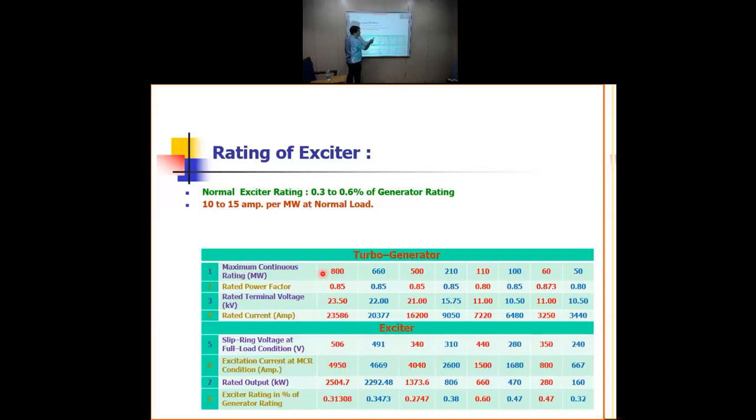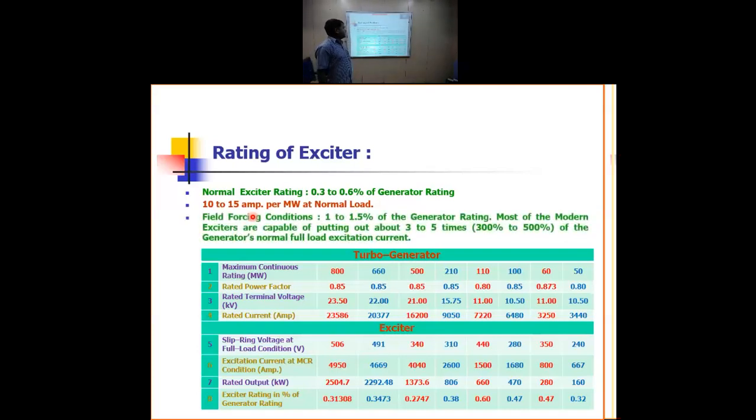4950 divided by 800. Just divide 4669 by 660. 4040 by 500. So you will get a value between 10 to 15. That means it is also a measure that 10 to 15 ampere current should flow in the rotor field structure per megawatt of power generation. That is also one rating.